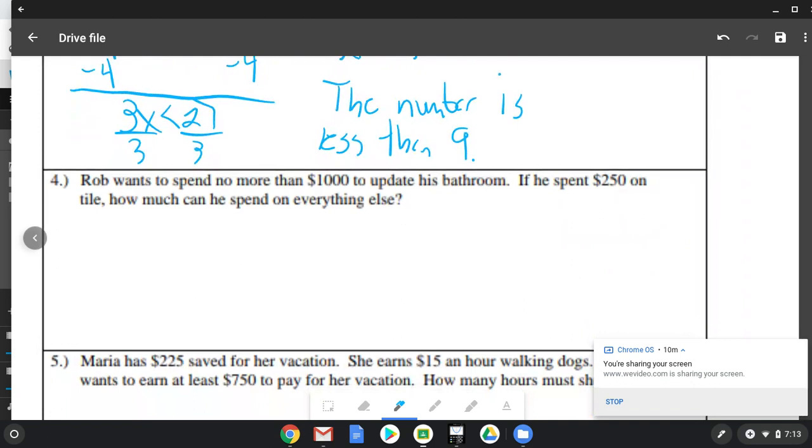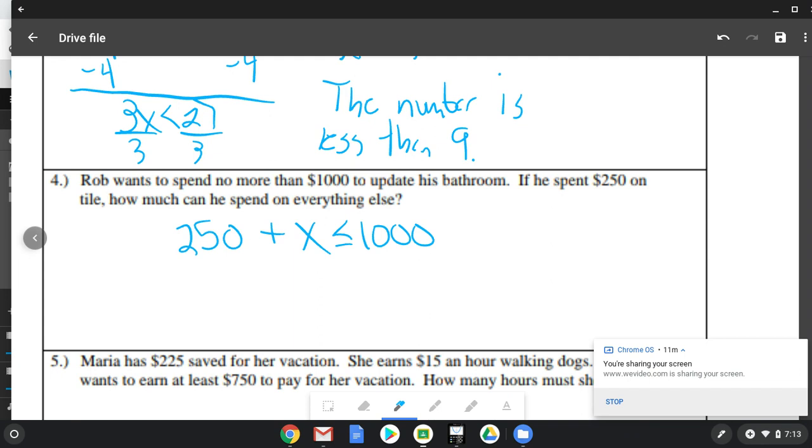Number 4 says Rob wants to spend no more than $1,000 to update his bathroom. If he spent $250 on tile, how much can he spend on everything else? So no more than means less than or equal to 1,000. It said that he spent $250 on tile. How much can he spend on everything else? We don't know what everything else is, so that's our variable because that's what we're looking for. Whatever you're looking for is always your variable.